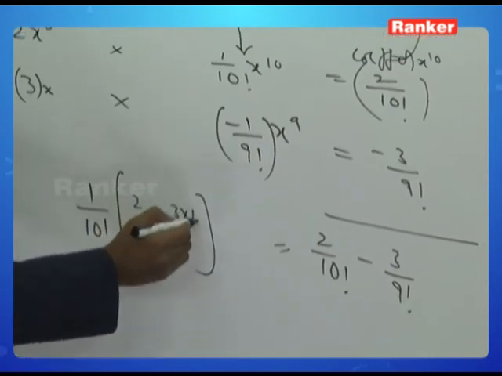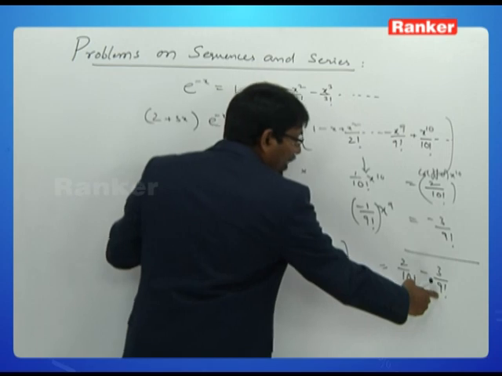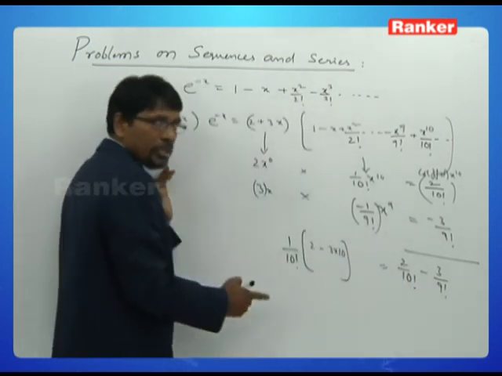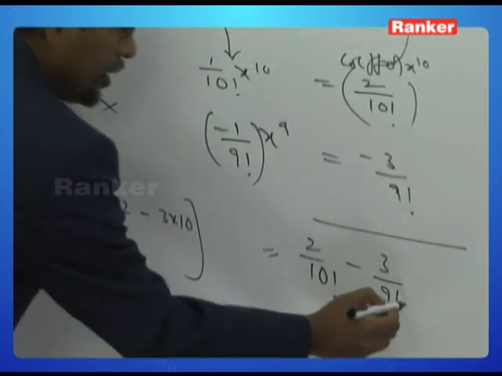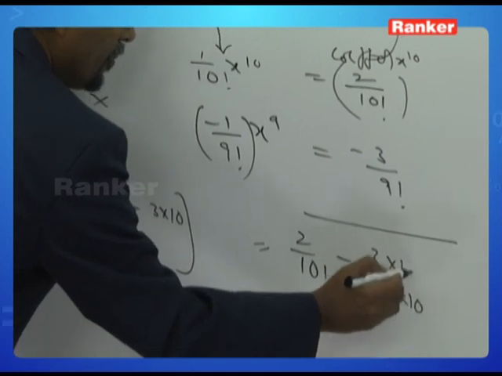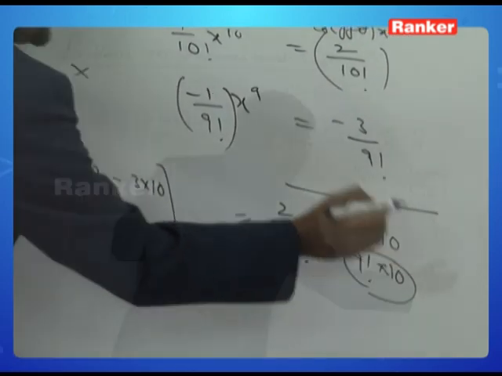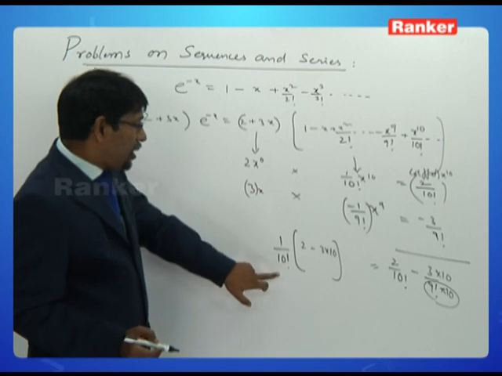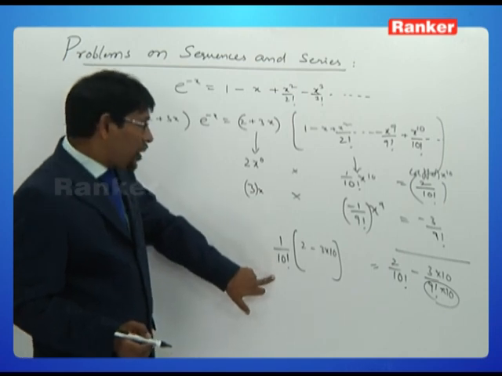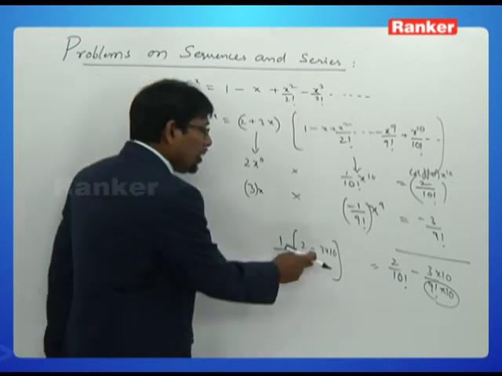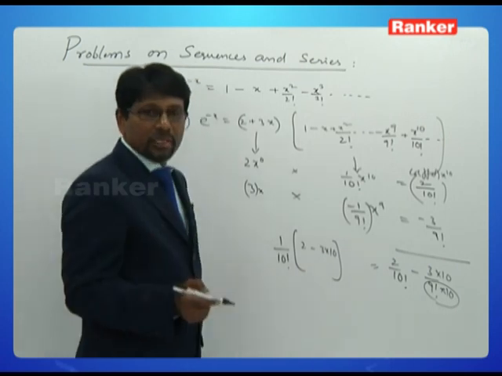3 into 10. You've got to compensate, because if you have to make 9 factorial into 10 factorial, you have to multiply and divide by 10. So multiply and divide by 10 here. Okay, now it is made 10 factorial. So 1 by 10 factorial has been taken in common. So what do we have here? 2 minus 30, that makes it minus 28.